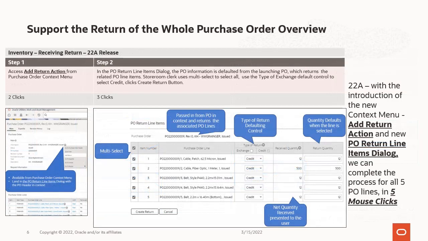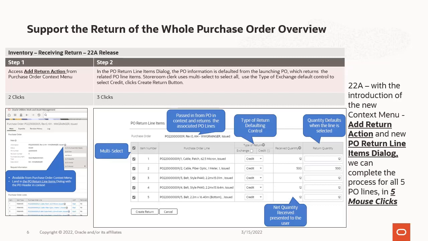Using the same example as on the previous slide, the storeroom clerk needs to return an entire PO for credit that was received in error. The purchase order has 5 PO lines, and the entire quantity received for each line must be returned. In 22A, there are 2 steps that are followed. Step 1. From the PO to be returned, the storeroom clerk opens the context menu and starts the add return process. In step 2, the PO return line item dialog opens.